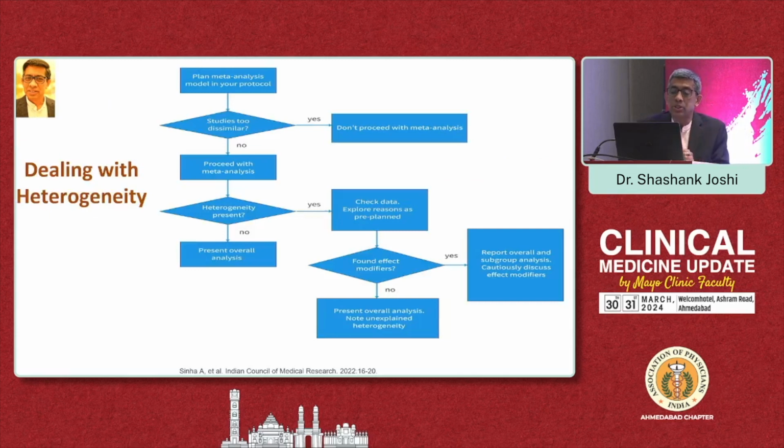So dealing with heterogeneity: when you plan a meta-analysis model for your protocol, look at studies which are dissimilar, and then don't proceed with your meta-analysis if they are very dissimilar. If they are not, and there is heterogeneity present, then present the overall analysis. But if there is heterogeneity, then look at the data, explore the reasons as pre-planned, look at the effect modifiers, and then look at the subgroup analysis, and then cautiously discuss the effect of modifiers or outliers, as people call them in lay literature, and present the overall analysis and also make a notable mention of the unexplained heterogeneity.